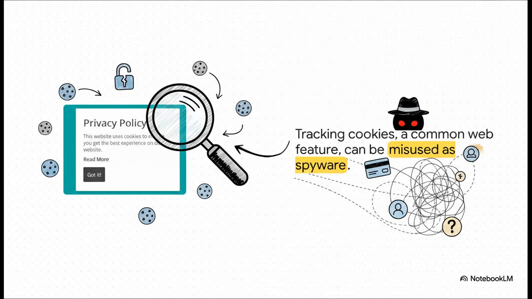And the risks aren't always from these super sophisticated targeted attacks. Even something you do every day, like browsing the web, involves potential threats. Things that seem totally harmless, like tracking cookies, can be misused by criminals as a form of spyware to scrape up your personal data for things like identity theft.